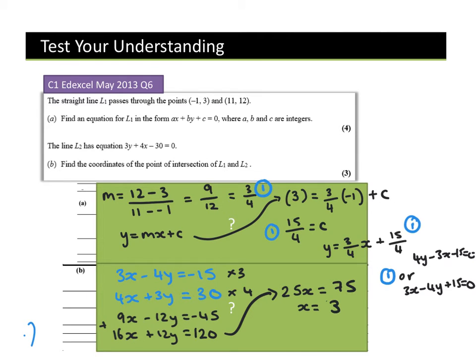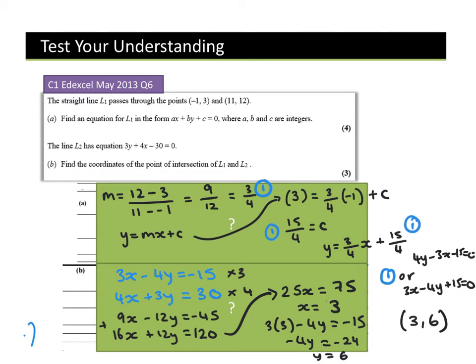Okay, then from there I can substitute into any equation. So 3 lots of 3 minus 4y equals negative 15. Minus 4y equals negative 15 minus 9 is minus 24. So y equals 6. So the coordinates are going to be 3, 6.